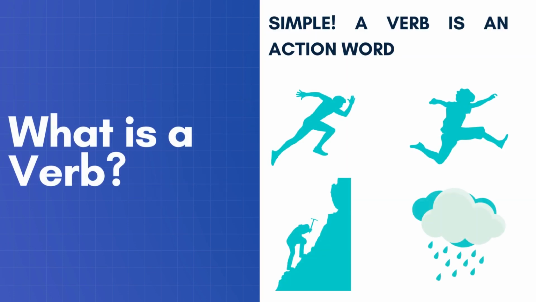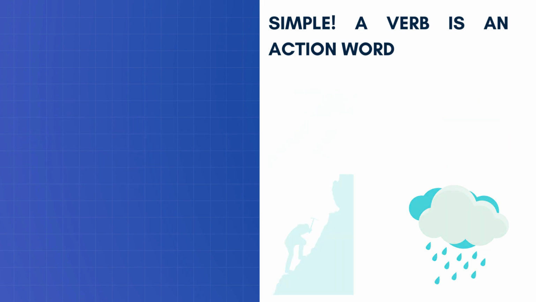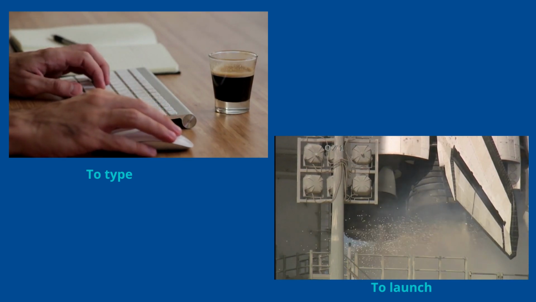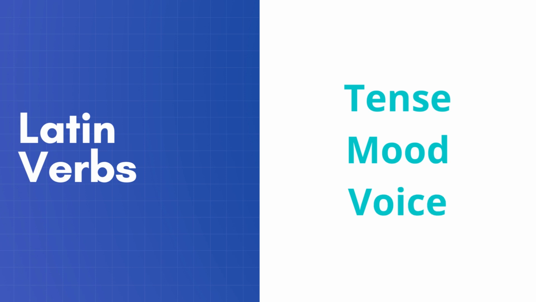Before we dive too far in, I know I keep repeating this, but it's important that you understand what a verb is. You really can't go forward with tenses until you are feeling confident in what a verb actually is. It's an action word. Running, jumping, skipping, typing, launching, whatever it is, these are all verbs, action words. And we said Latin verbs have three different elements: tense, mood, and voice.